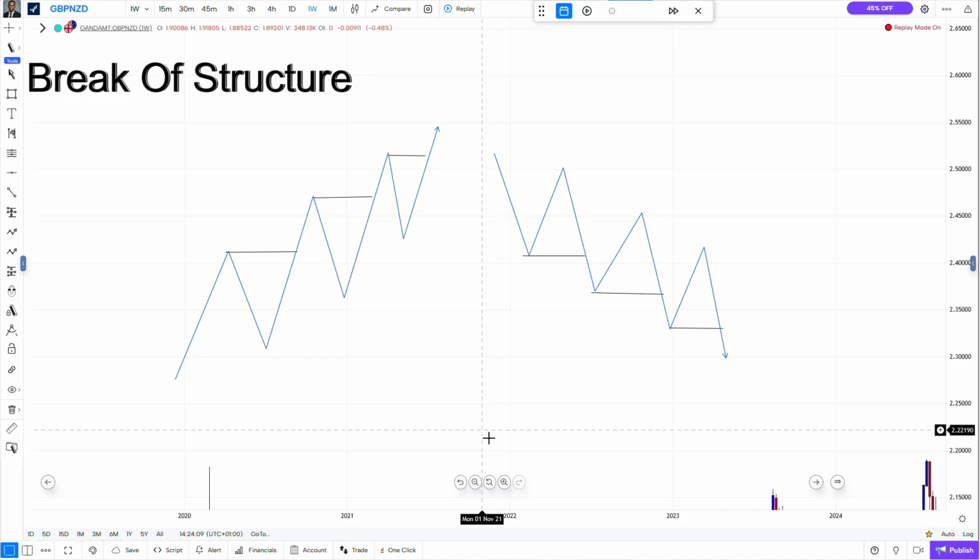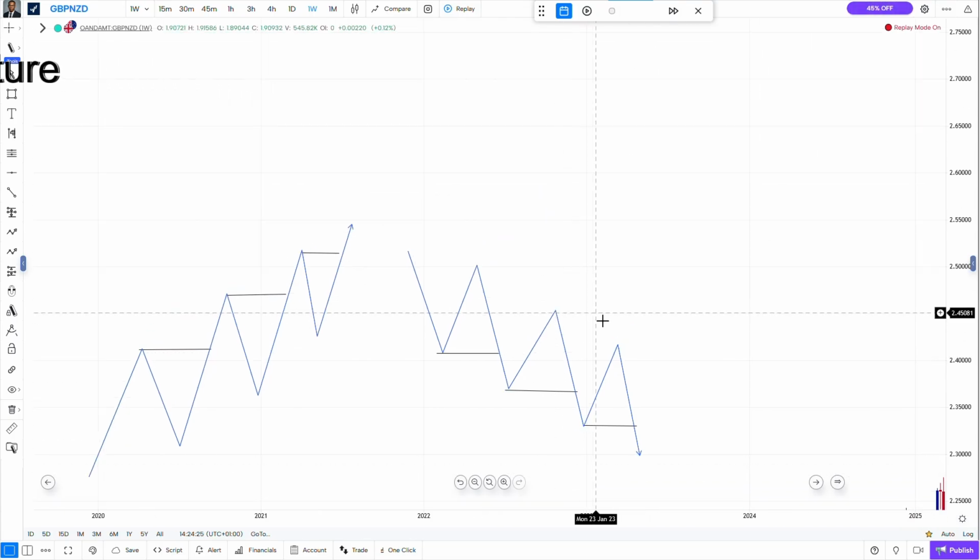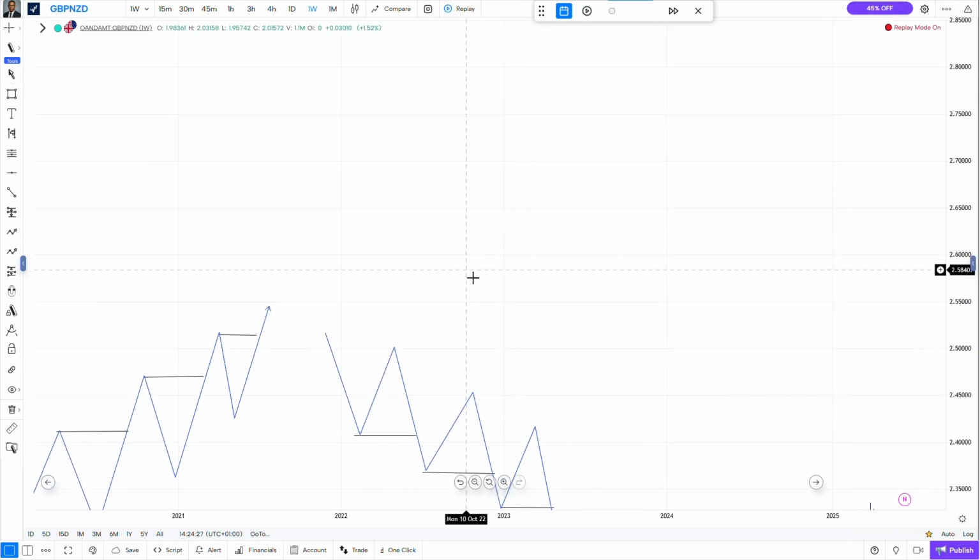So I only focus on trending markets. When the market is trending, that's the market you will see me. So a market breakout structure to the upside will be indicating an uptrend, and a breakout structure to the downside will be indicating a downtrend. The second thing I look for when I see my breakout structure is inducement.